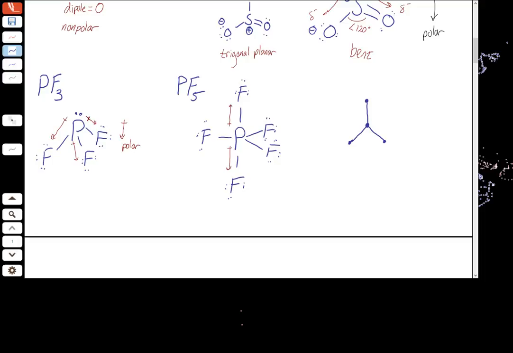So if we add up those 3 bond vectors, if we imagine like this, and like that, right? What we've got is, start there, go there, and then back to here. So we do actually end up canceling out those 3 bond vectors. So this molecule would not have a dipole. Would not be polar.